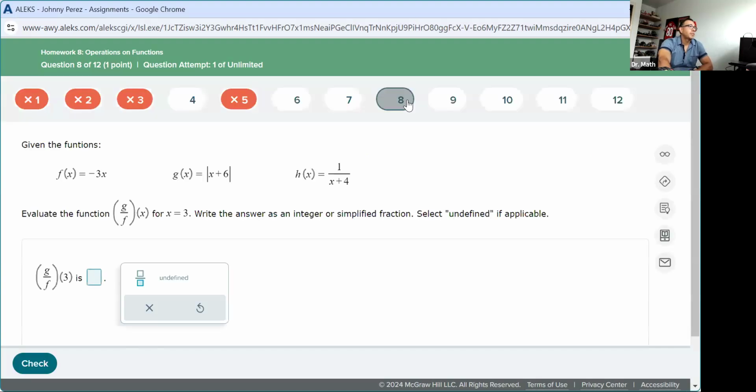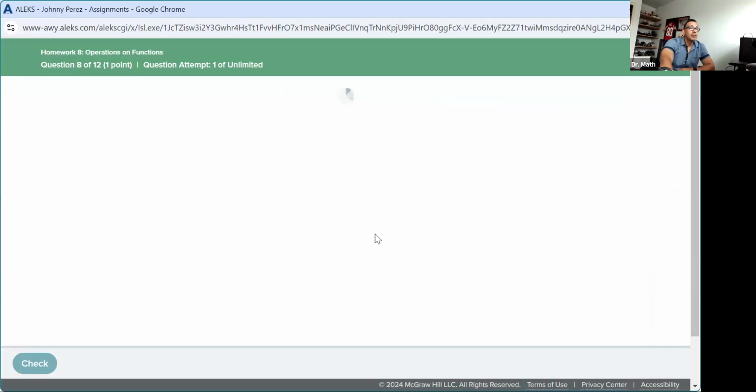Let me fast forward here. All right, this one might seem harder, but it's the same exact thing. The only difference is, you see how you have a division? That means your answer for G is going to be on top when you plug in 3. So let's say you get 9, that's going to be on top. And when I plug in 3 for F, you're going to get -9. So you're going to get 9 over -9, and so we should get -1 for our answer.